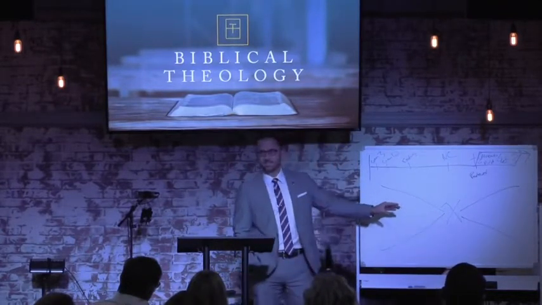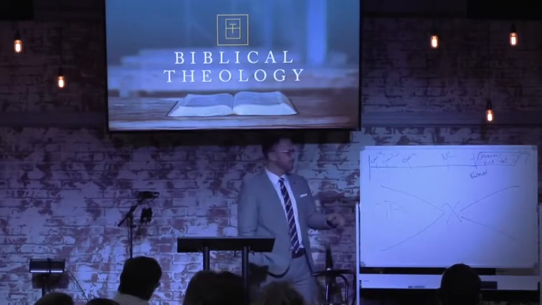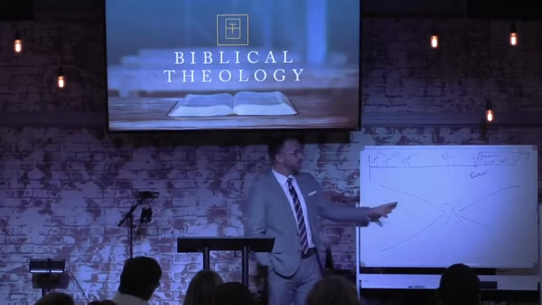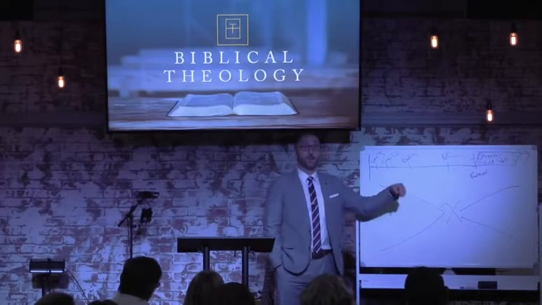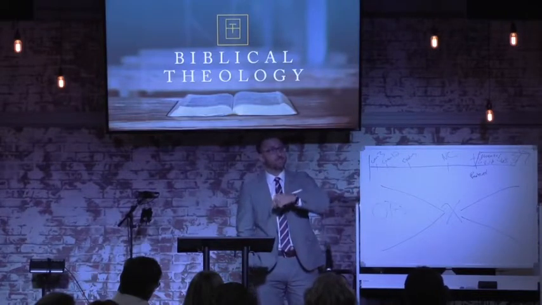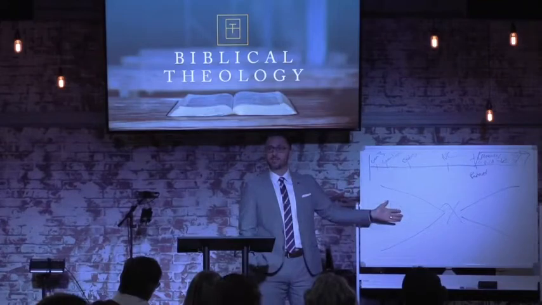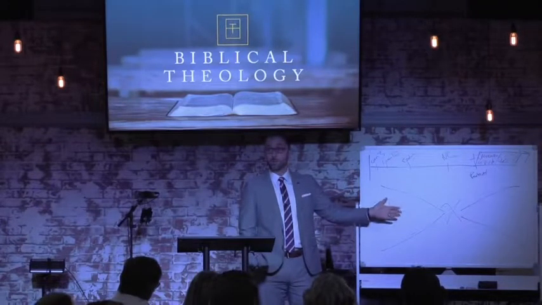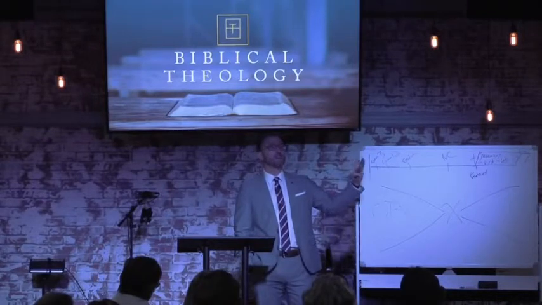John 1 puts it like this. This is John 1:11 to 13-ish. Jesus came to his own, and his own did not receive him. But to those who did receive him, to them he gave the right to become children of God, people of God, who were born not of the will of man and not of the will of flesh, not of blood.